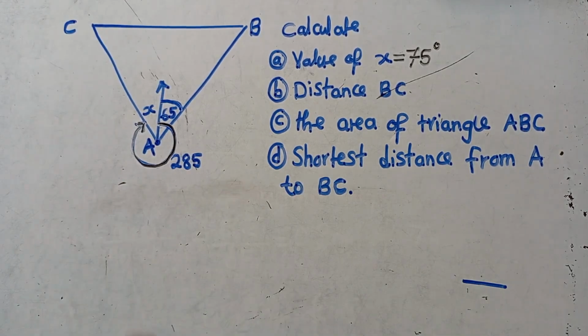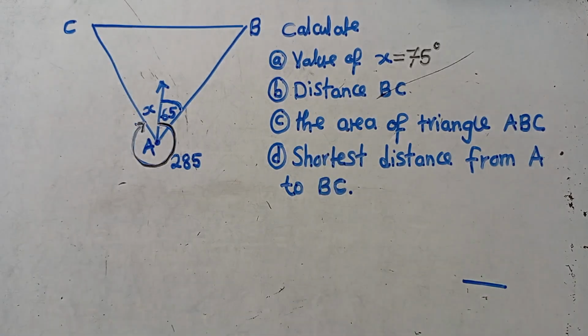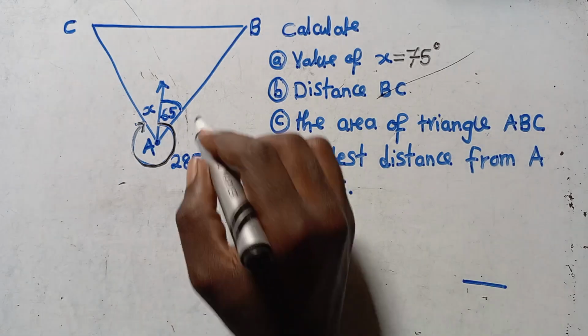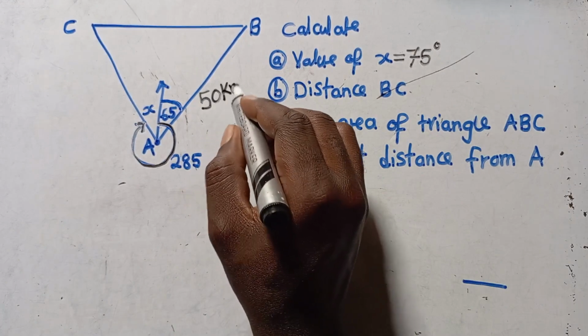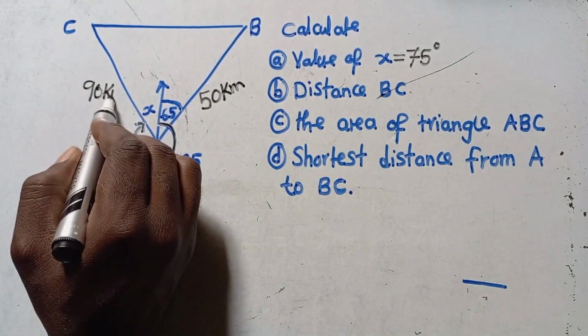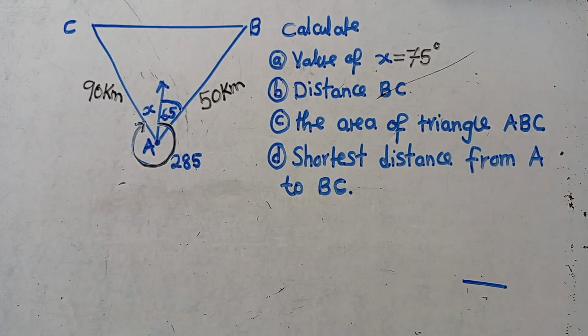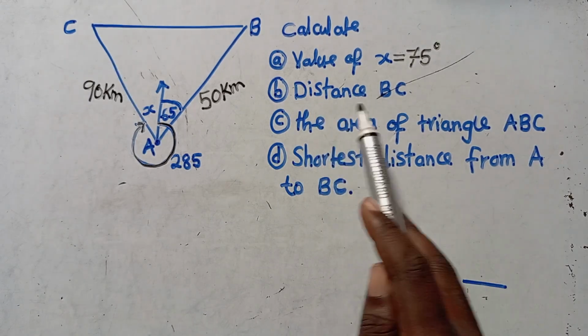We now go to this particular question that is here. So we now move on to this question that is there. So before we even go very far, we've got this distance that is there, given as 50 kilometers. This distance that is here, we've got 90 kilometers. So before we go any further, we have to put that in mind. That is what is given in the question.